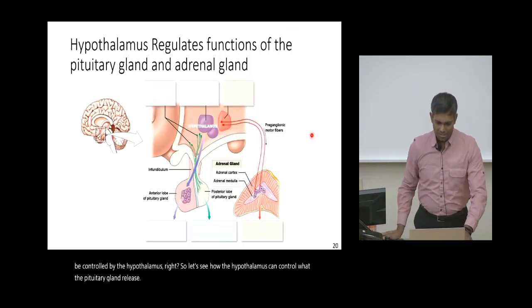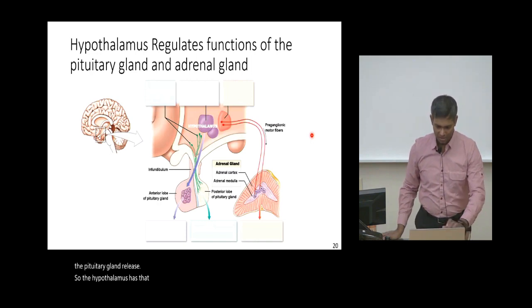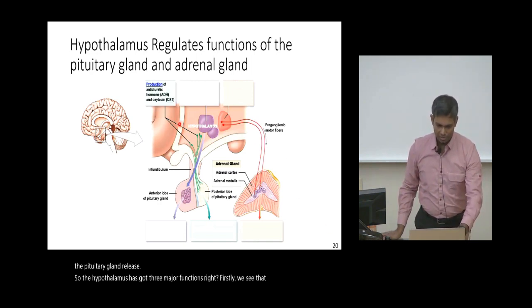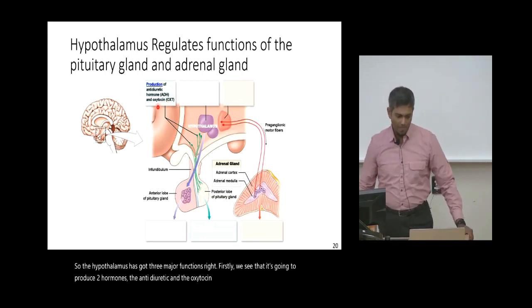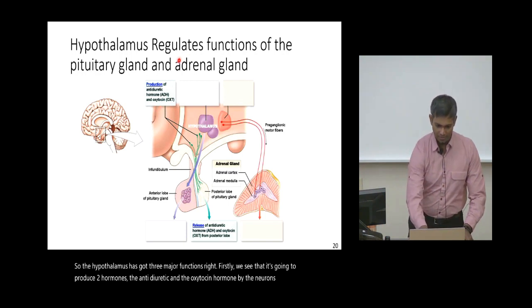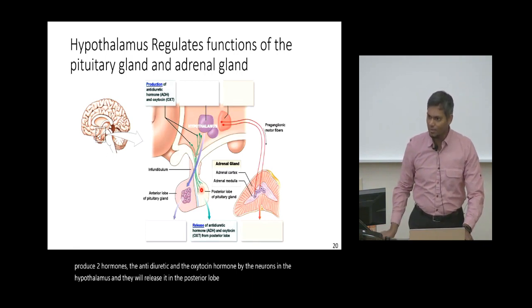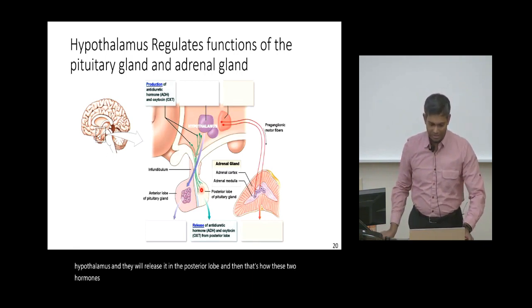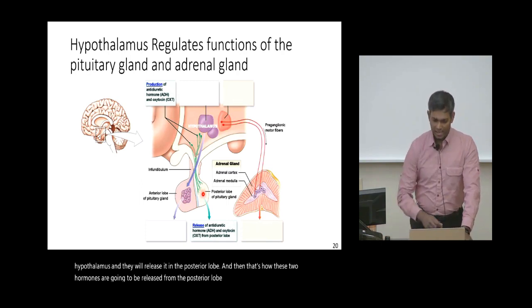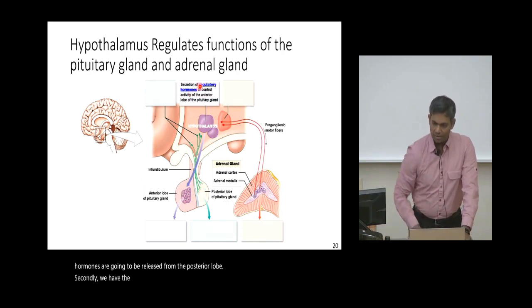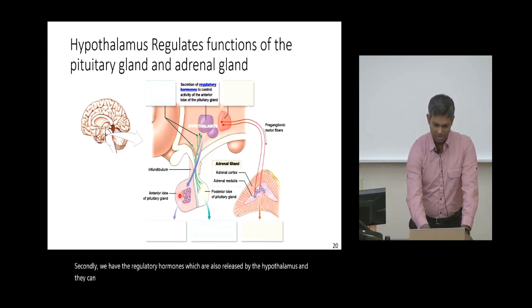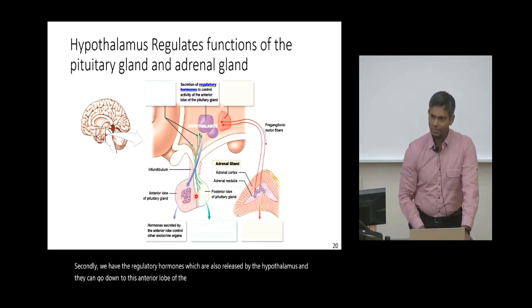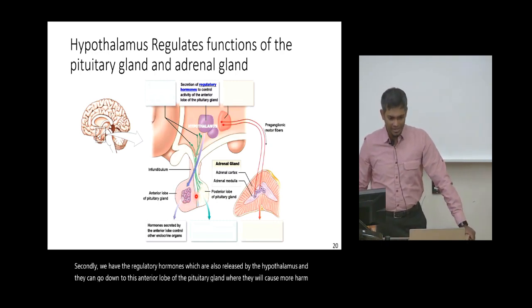So the hypothalamus has got 3 major functions. Firstly, we see that it's going to produce 2 hormones, the antidiuretic hormone and the oxytocin hormone, by the neurons in the hypothalamus, and they will release them in the posterior lobe, right? And that's how these 2 hormones are going to be released from the posterior lobe. Secondly, we have the regulatory hormones, which are also released by the hypothalamus, and they can go down to the anterior lobe of the pituitary gland, where they will cause more hormones to be released.